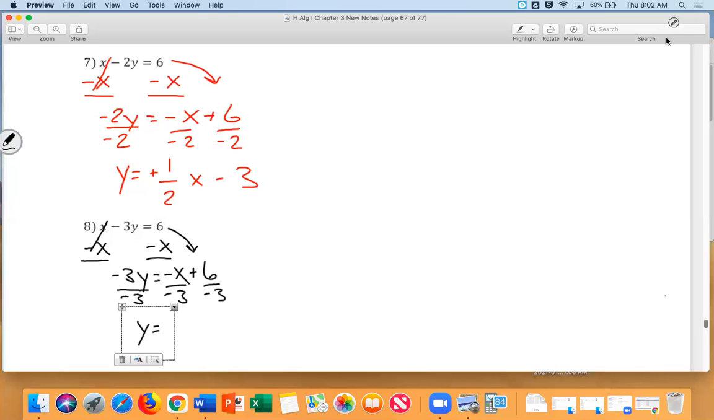So y equals? Negative 1 over 3x. Well, remember, it's going to be a positive because we have 2 negatives, right? So it's going to be a positive 1 over 3x and then minus 2. Very good. Any questions with this? Pretty simple and straightforward, right? All right.